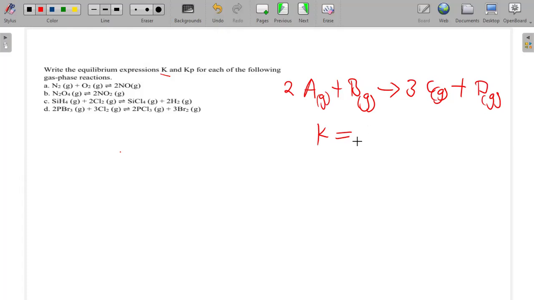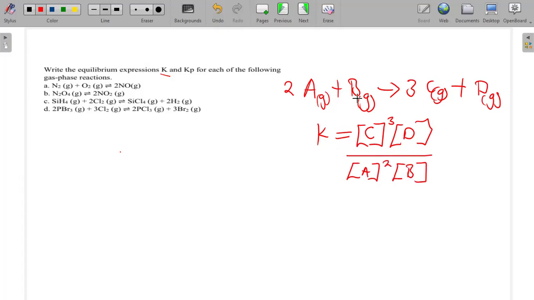So in this case, you get the concentration of C. Now this C has a coefficient 3 there, so we're going to power it to 3. Then we multiply it with the concentration of D with its coefficient, which is 1. We can't just put 1 there, it's okay even without putting it. Divided by, we do the same with the concentration of the reactants. So we get the concentration of A, we power it to 2, multiplied by the concentration of B. Also, we're having a coefficient of 1 there, so we are not going to put anything. This is the K expression for the general equation.